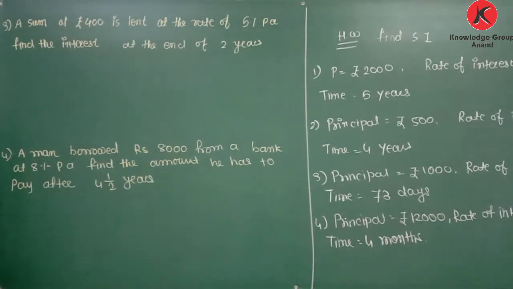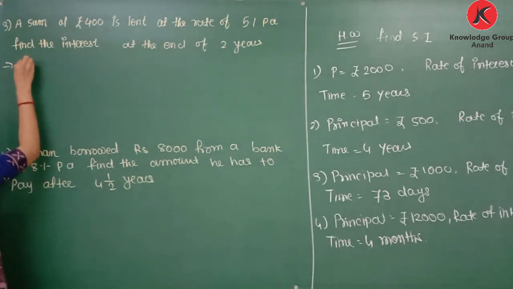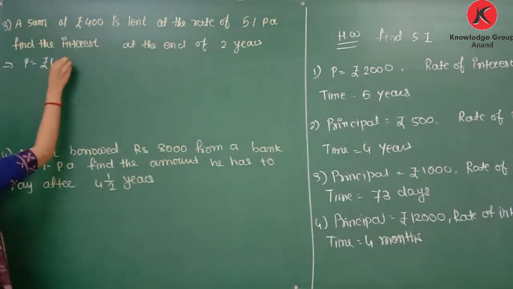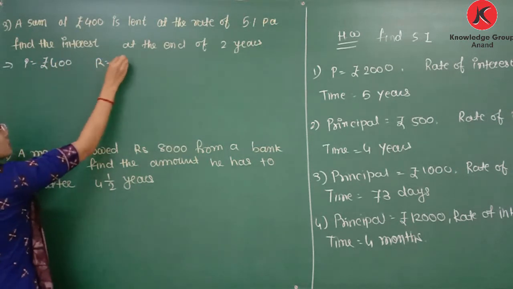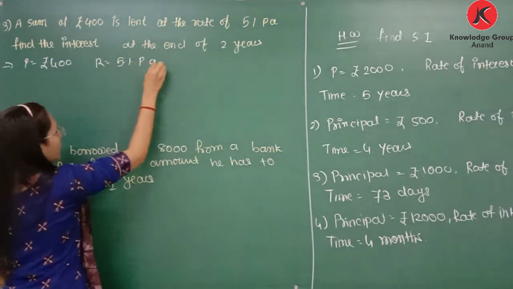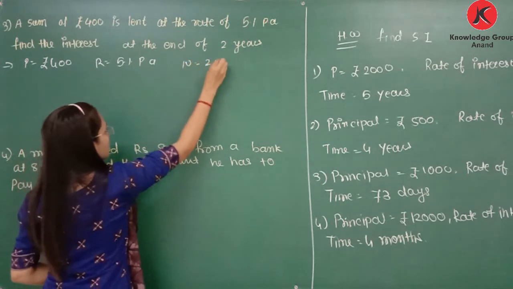Now next, a sum of rupees 400 is lent at the rate of 5% per annum. Find the interest at the end of 2 years. So here what information is given? P that is rupees 400, rate of interest is 5% per annum, and n is given 2 years.